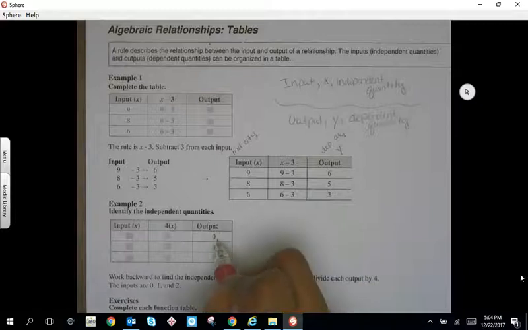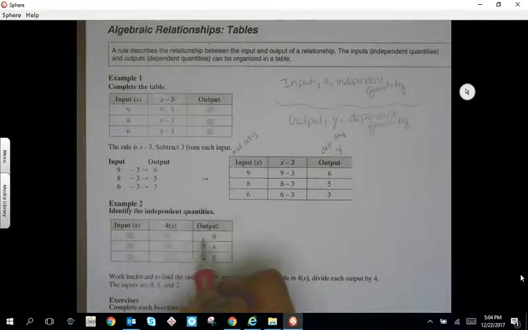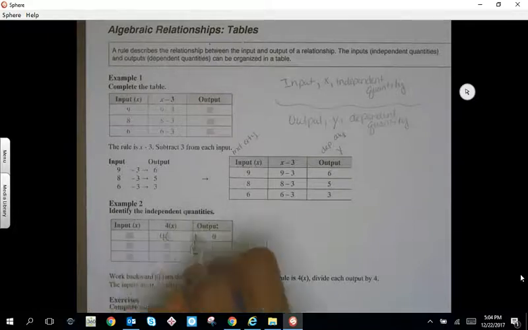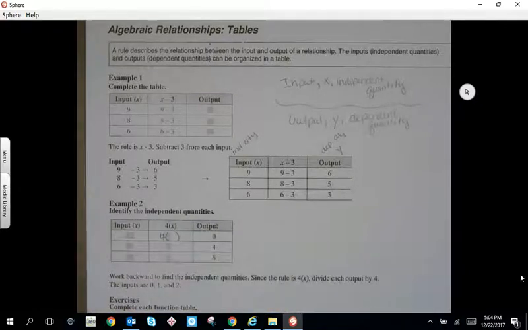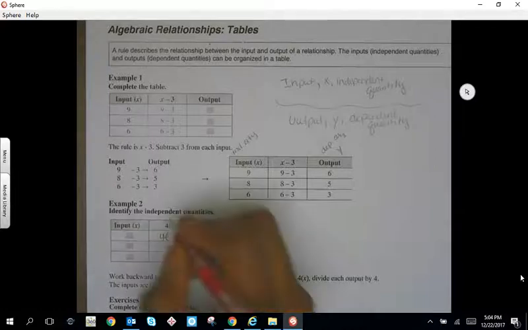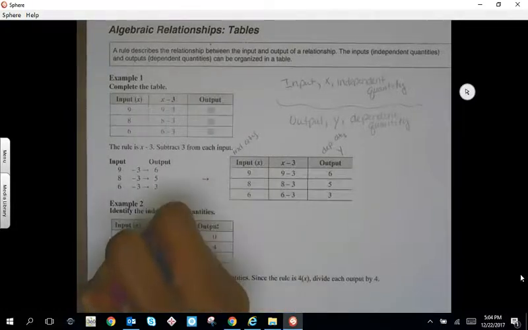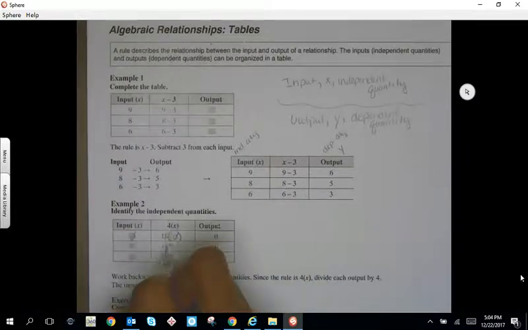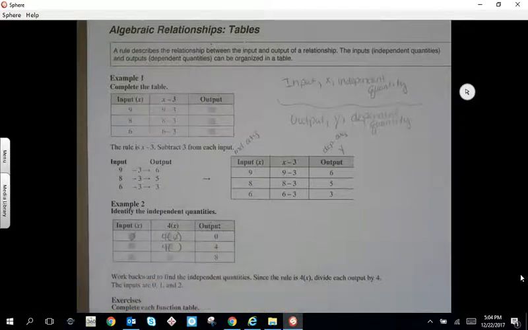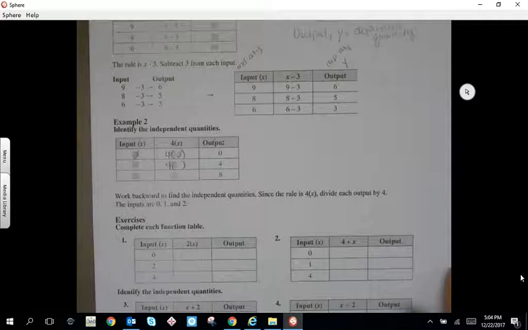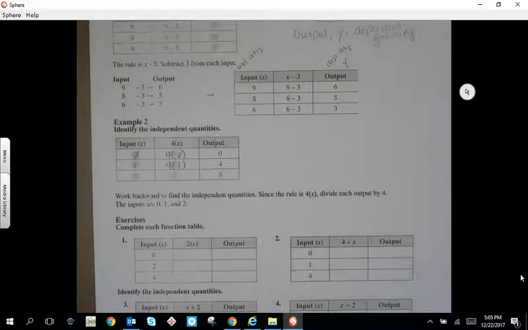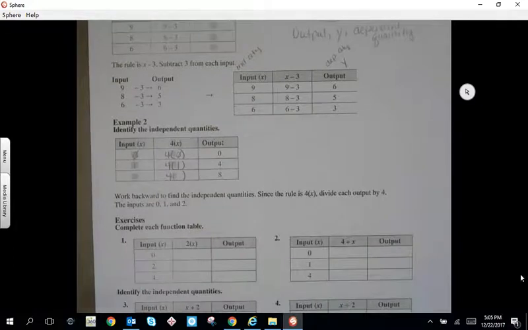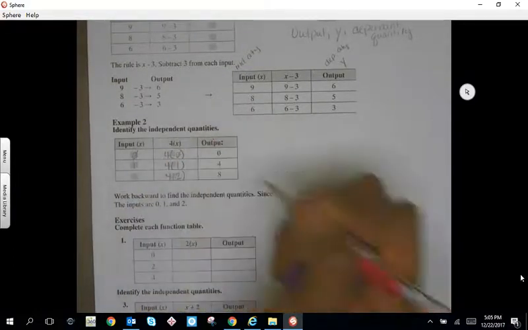So for me to get a 0, this is multiplication. I have to multiply 4 times something that's going to give me a 0. What times 4 equals 0? Right, 0, which means my X was 0. Remember, this is my rule. So 4 times something is going to give me 4. What times 4 equals 4? Yes, 1. So my X is 1. So sometimes I have to work backwards. Here's my rule. 4 times something is going to give me 8. Yes, you're right. Don't yell at me. 2. Okay, so my X was 2.